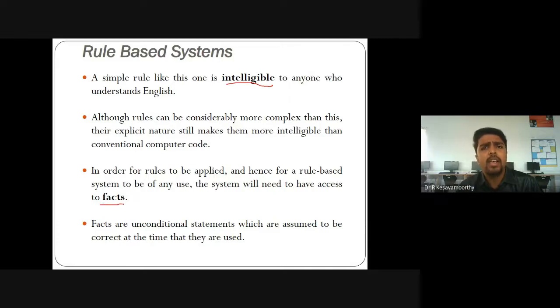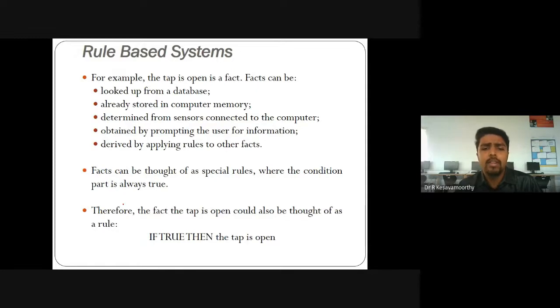Facts are nothing but the unconditional statements which are assumed to be true at the given point of time. Whenever we are going to use that, it is assumed that it is actually true. So the general format of a fact will be: if true, then the conclusion. There is no condition because the condition is assumed to be always true. That is how a general fact will look.